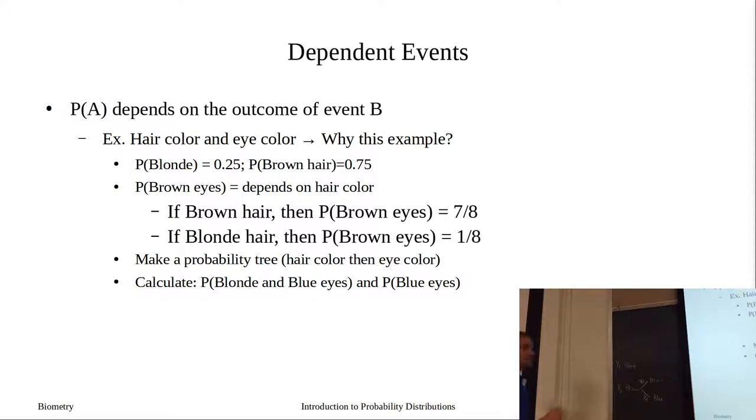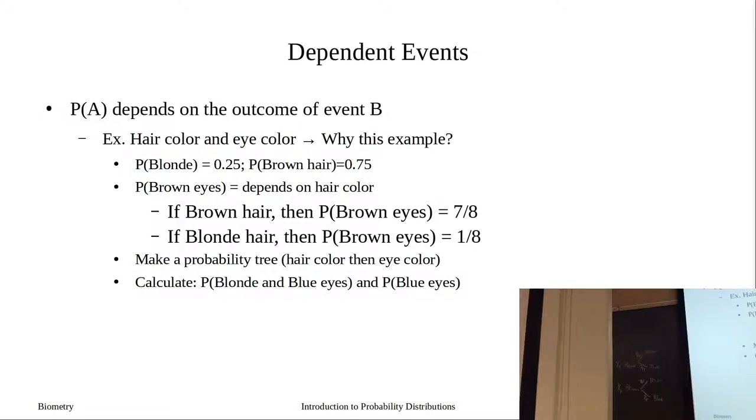So we said brown was 3/4, blonde was 1/4. If we have blonde hair, our brown eyes is 1/8. That means our blue eyes is 7/8. So you can see the probability of having blue eyes or the probability of having brown eyes depends on this first case. That is dependent. This is a dependent variable or dependent probability.